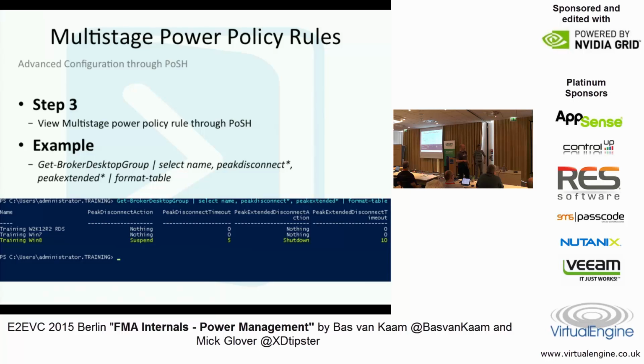We can see peak disconnect action is suspend, peak disconnect timeout is 5 minutes, and then we see our extended values configured as well. So this is a perfect example of something that we probably should be able to put into the UI, because surely it can't take too much work. Again, the 80-20 rule. We can see the extended disconnect action is shut down and the extended disconnect timeout is set to 10 minutes. So pretty simple and straightforward to configure a multi-stage power policy rule.